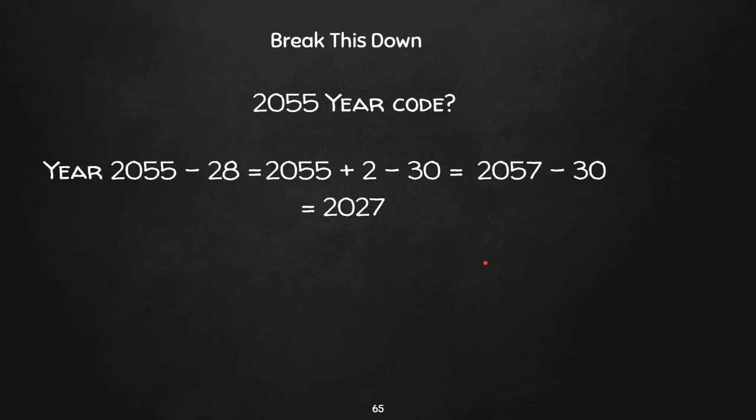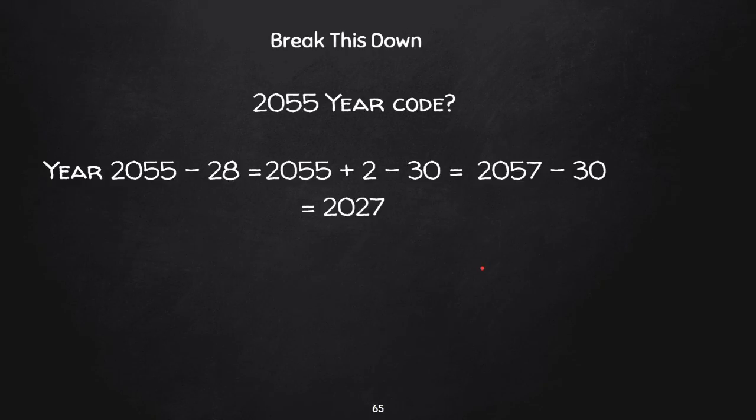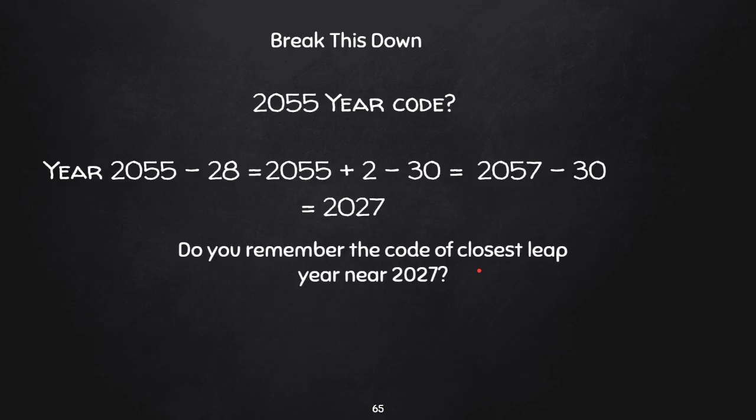Now, do you remember the code of the closest leap year near 2027? The closest leap year near 2027 is 2024. The year code of 2024 plus 3 will be the code of 2027, which is simply equal to 2 plus 3, which becomes 5. So the year code of 2055 is also 5.